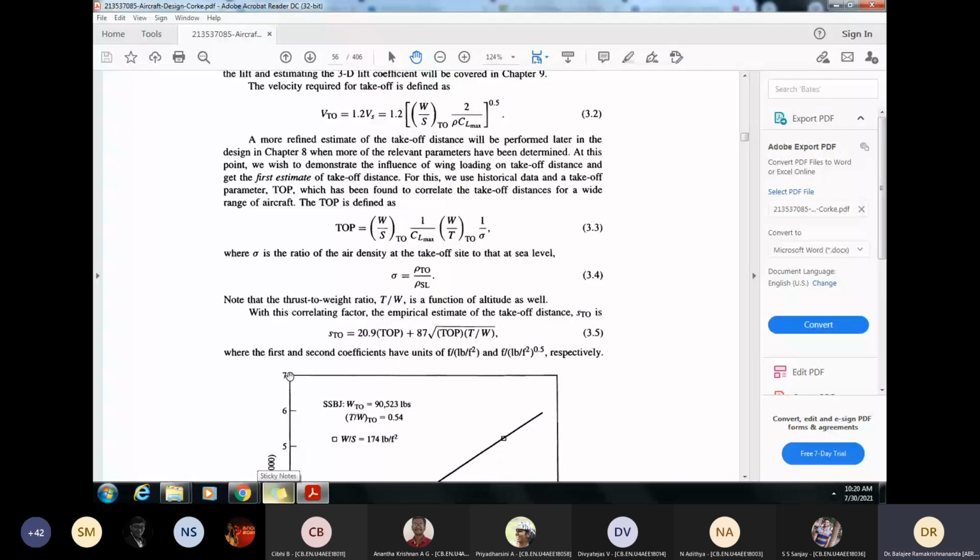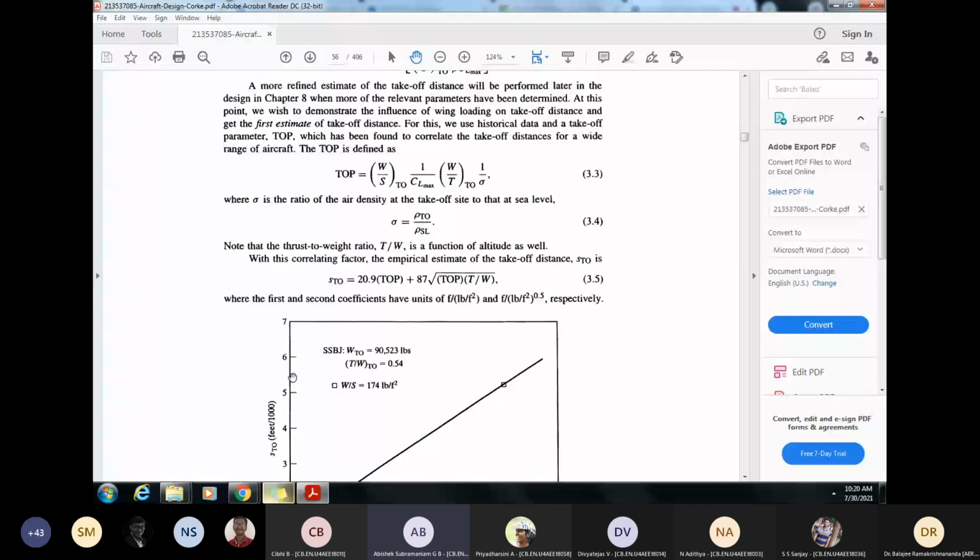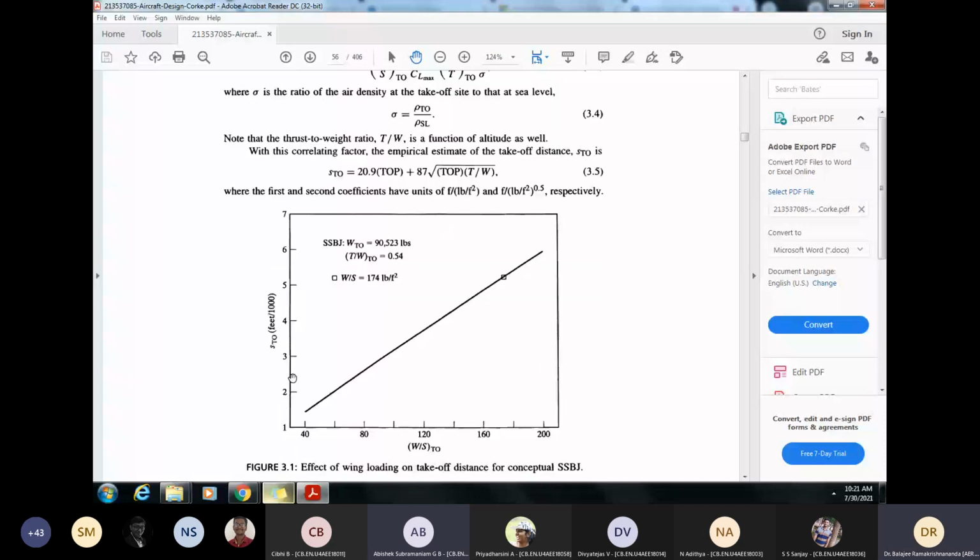How can I say T by W is non-dimensional? Does it have dimension or not? T by W. Thrust, let's say, is in newtons. Then weight should be in kg? How is it non-dimensional? Weight also should be in newtons. So it's mg.